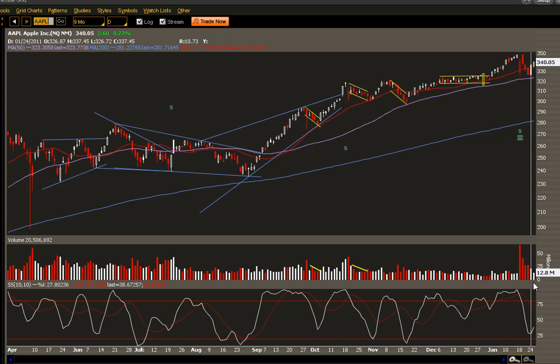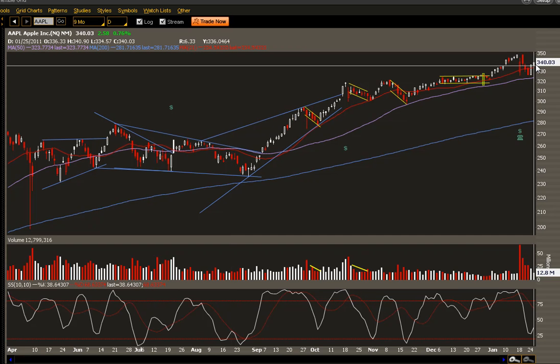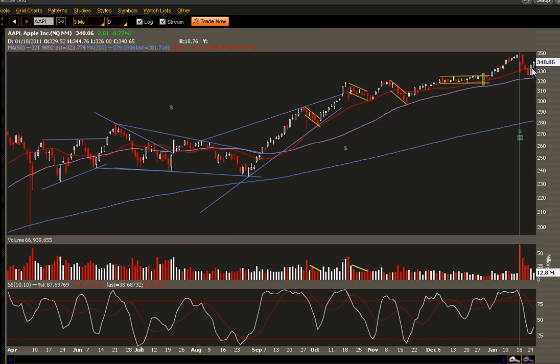So Apple is ready to move here, but we're not taking any positions in it. It's still very good to buy here at about 340 and put a stop loss order right underneath it at about 320, 337, 338, something like that, and it is good to go. It hopefully will run up to 350.